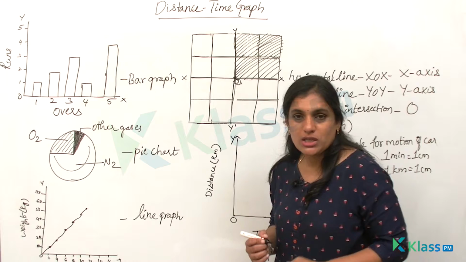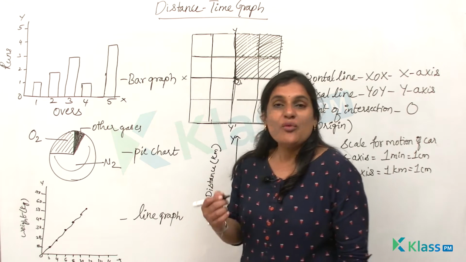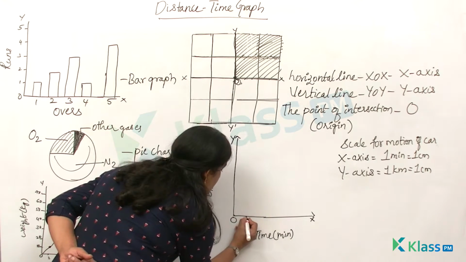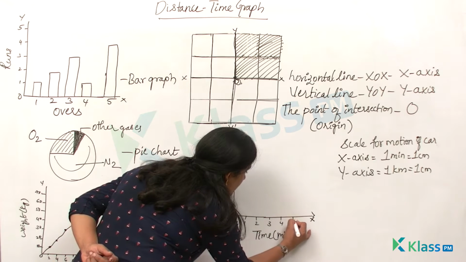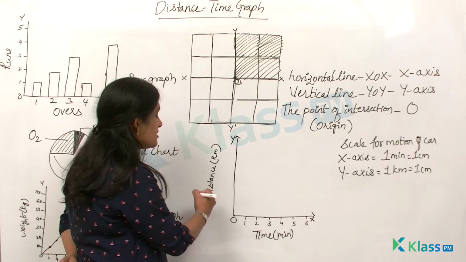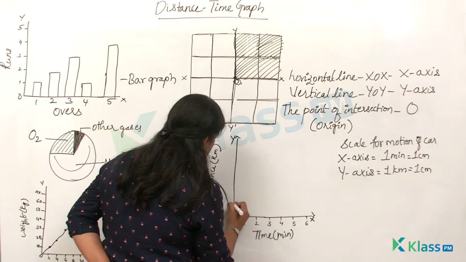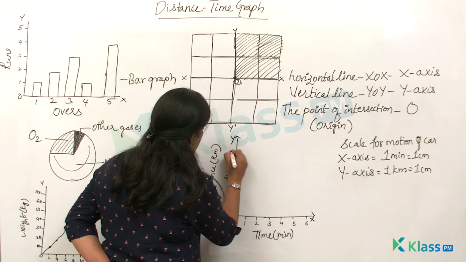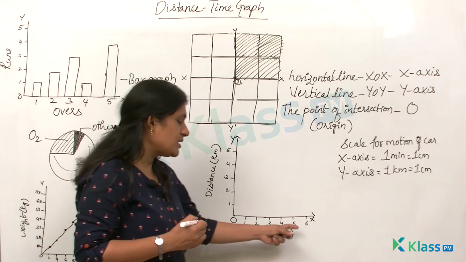Now let us plot the graph by collecting the data from the speedometer. Let me mark time in minutes on the x-axis first, like 1, 2, 3. And then what am I supposed to mark? I'm supposed to mark the distance in kilometers on the y-axis, as 1, 2, 3, 4, 5. So now we have marked the distance in kilometers and time in minutes.